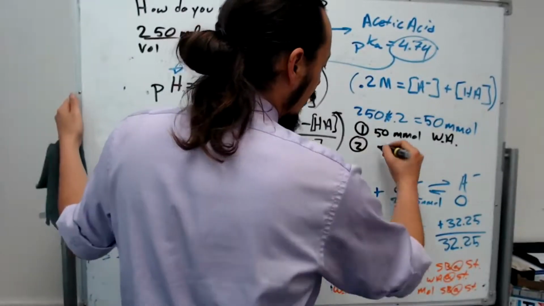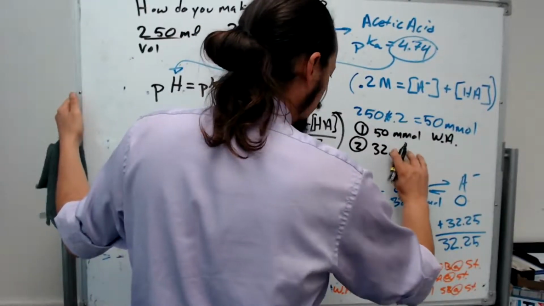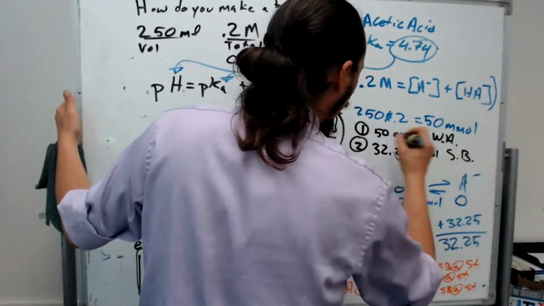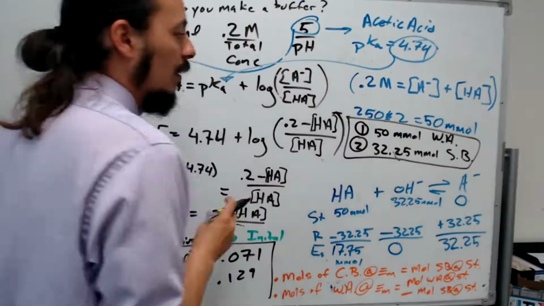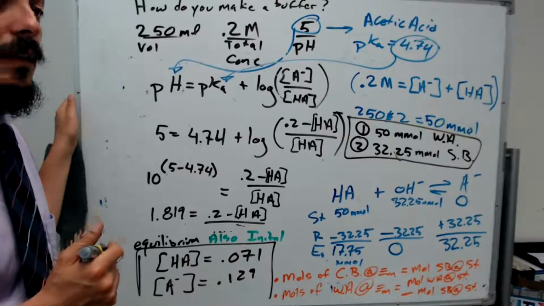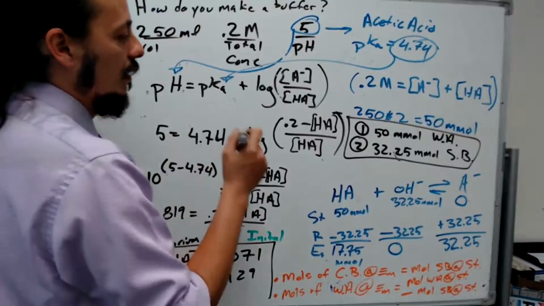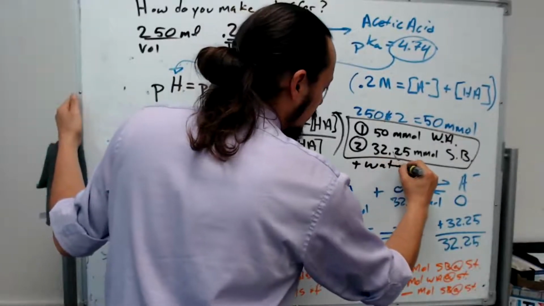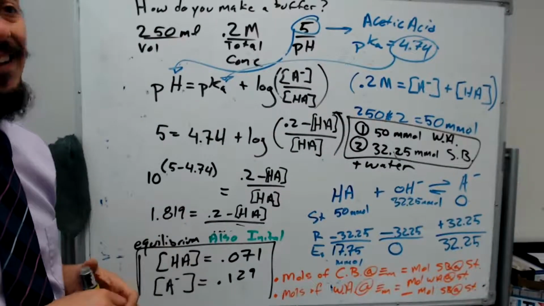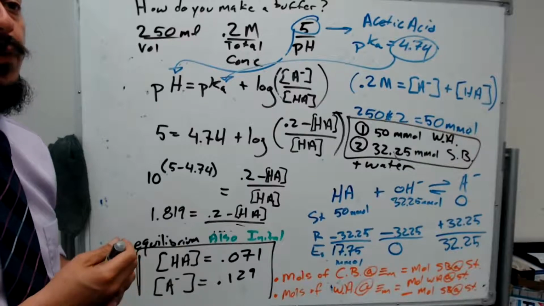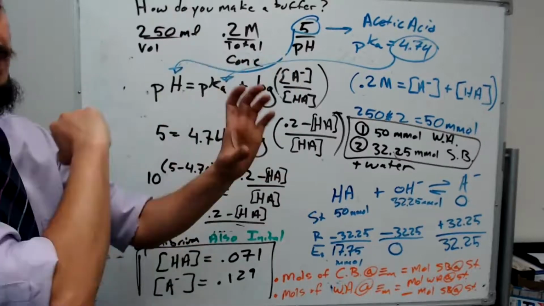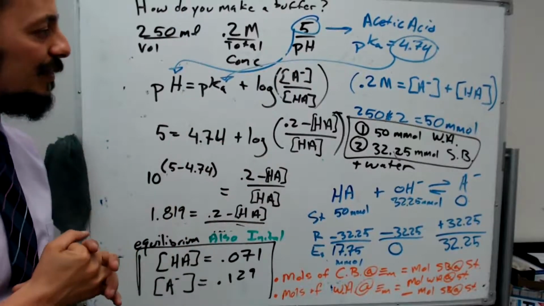2, for this problem, you're going to want 32.25 millimoles strong base. If you're using 1 molar strong base, that's going to be 32 milliliters. And then you're also going to have to notice those volumes don't add up to 250. You're just going to add enough water to get to a total volume of 250. You're going to use nice volumetric flasks. You're going to fill right to the 250 mark, and then you're going to invert it a couple times to get it all mixed. That's how you'll make your buffer.